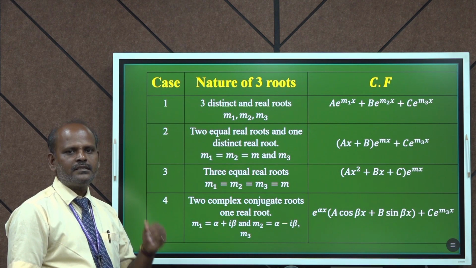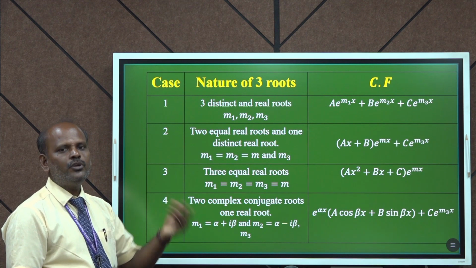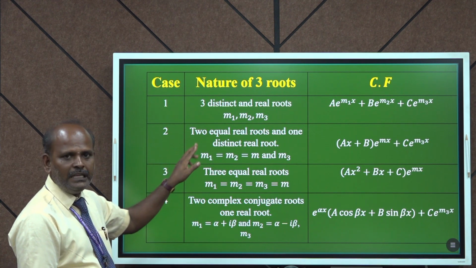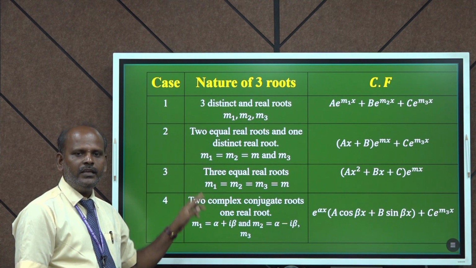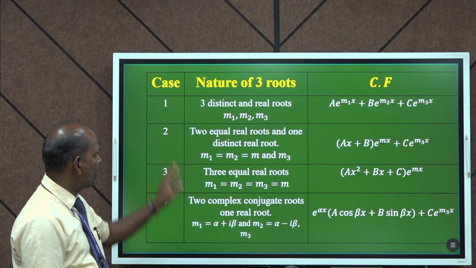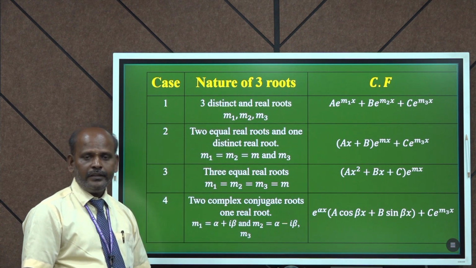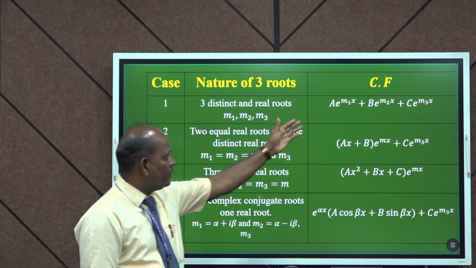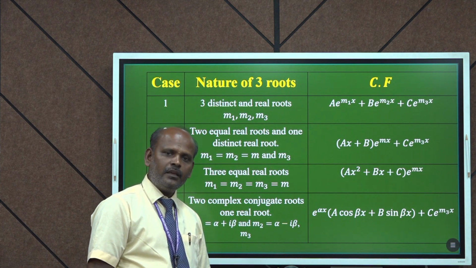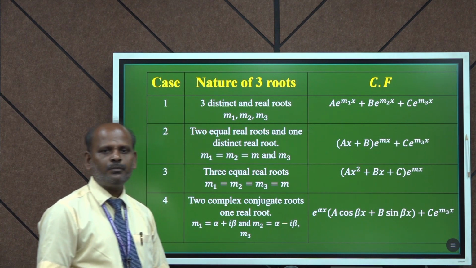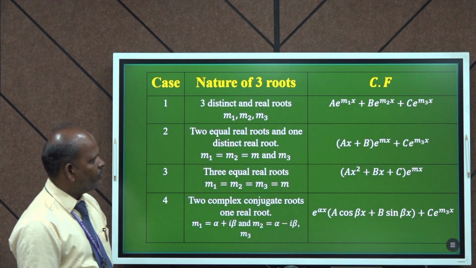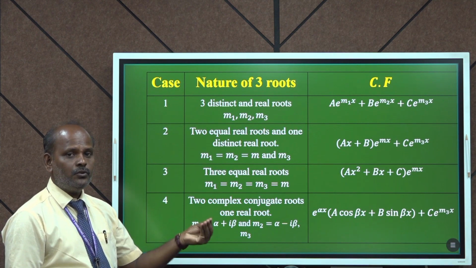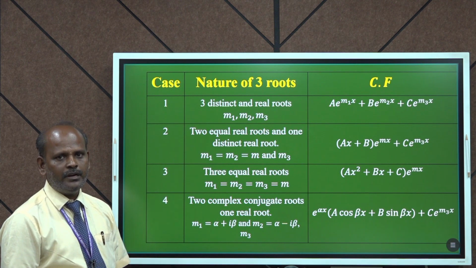We solve the auxiliary equation, and we have the roots. Suppose we have three roots, our three roots may be real and distinct, real and equal, or complex. In the first case, our three roots are real and distinct, say m1, m2, m3. In that case, our CF is a into e power m1x plus b into e power m2x plus c into e power m3x.